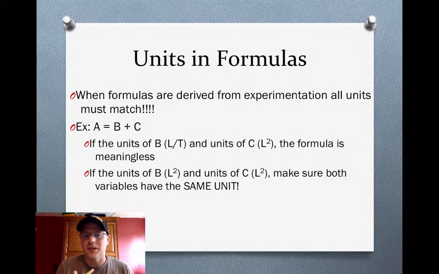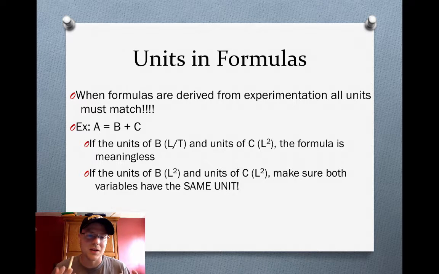And somewhere that you can get tripped up is if you look at the second example, it says that B is length squared and C is also length squared. So you've got both B and C having length squared, but make sure that those units are the same. Like I said with my backyard, you've got to have square feet add up to square feet. You can't have square feet add up to square meters. That just doesn't make sense. So make sure the units match up every time you do that.